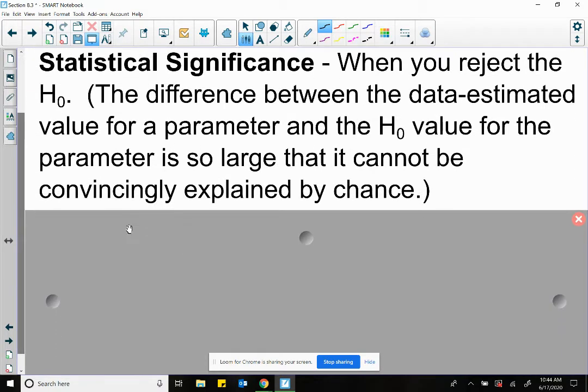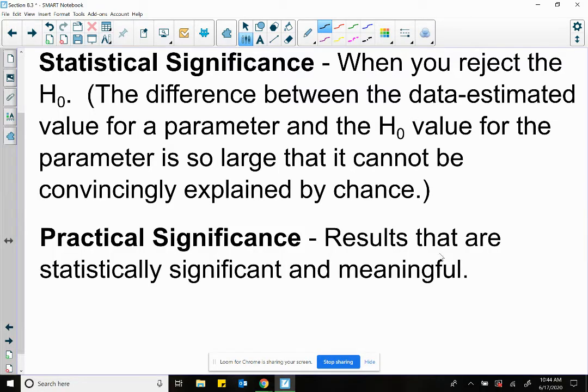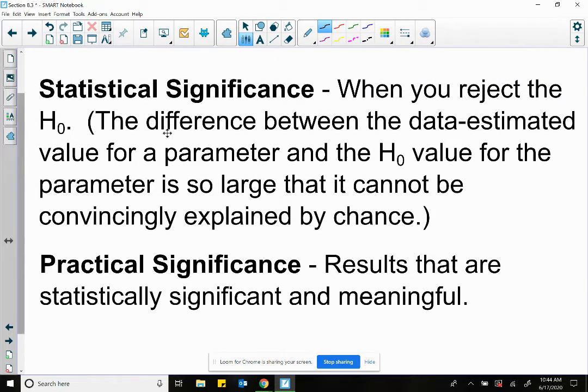Practical significance is when the results are statistically significant and meaningful. So useful, in other words. So there's a difference between these two. Let me give you an example of what we mean by this statistical significance and being meaningful or not. Again, the book has a great example of this.